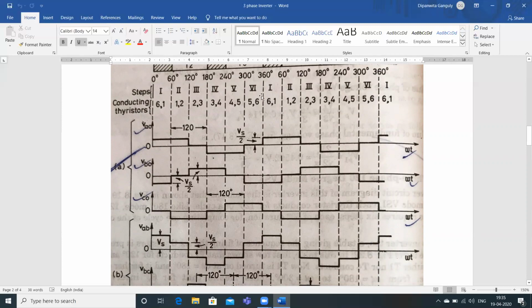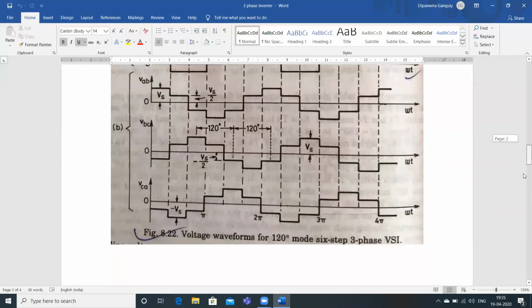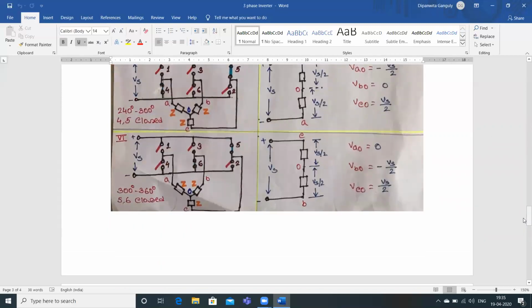VBO is equal to 0. Now for stage 6, thyristors 5 and 6 are on, and remaining all are off: 1, 3, 4, 2, these are off. And this is the 3-phase star connected load. A is not connected with the source, B is connected with the negative terminal of the source, and C is connected with the positive terminal of the source.